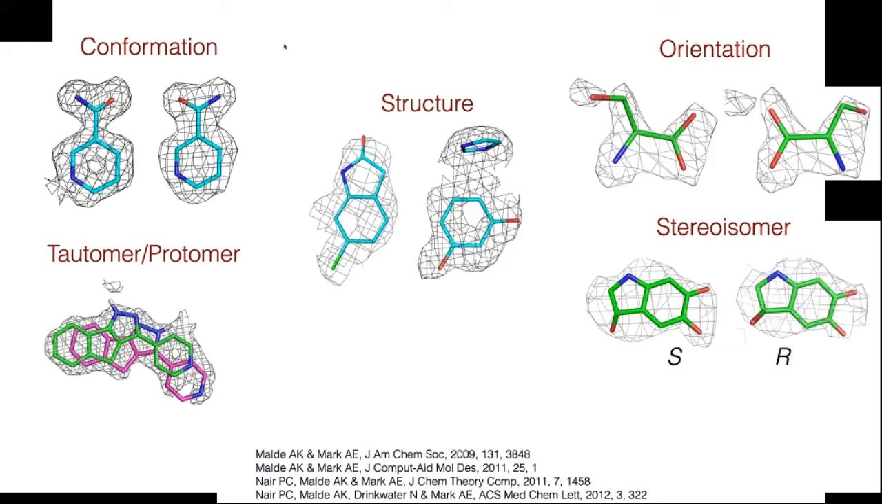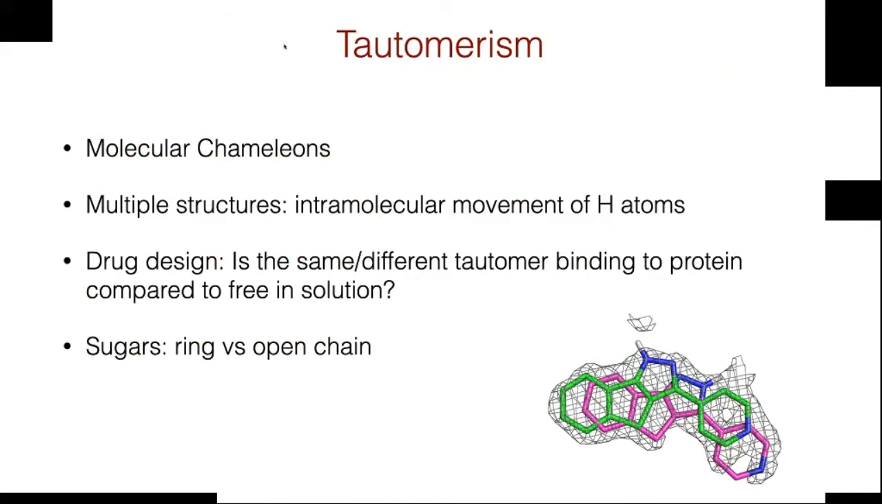To choose that one, if you look at the tautomer definition, they are molecular chameleons. Those structures can exist in multiple states depending on the movement of hydrogen atoms defined by certain rules. And the major question with tautomers, from the drug design point of view, is whether the tautomer which is free in solution and the tautomer which is bound to the protein are the same tautomer or different tautomers. And that can have great implications for drug design in many cases.